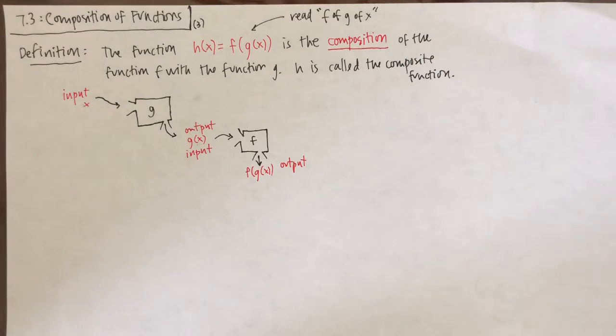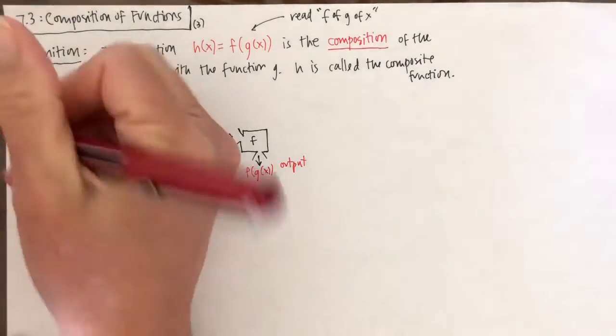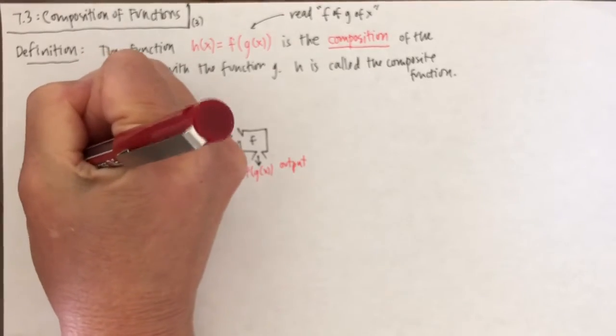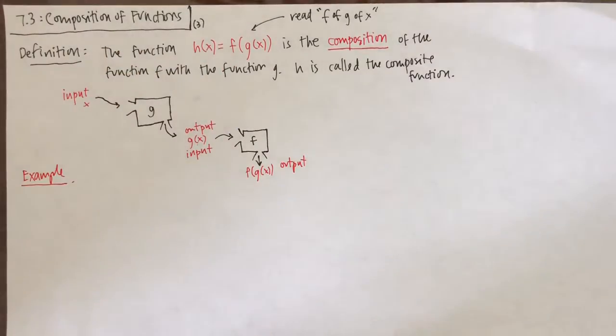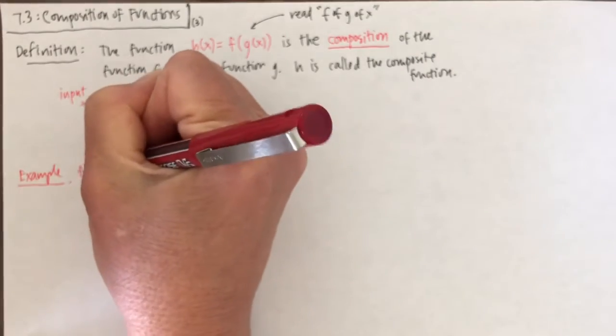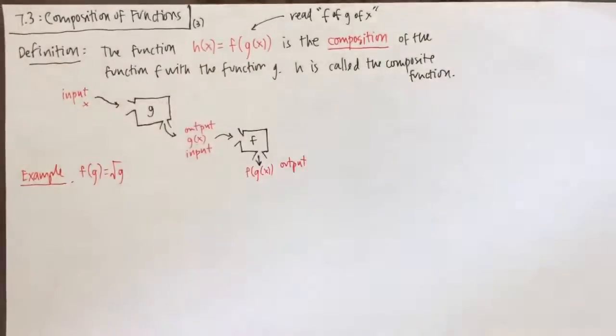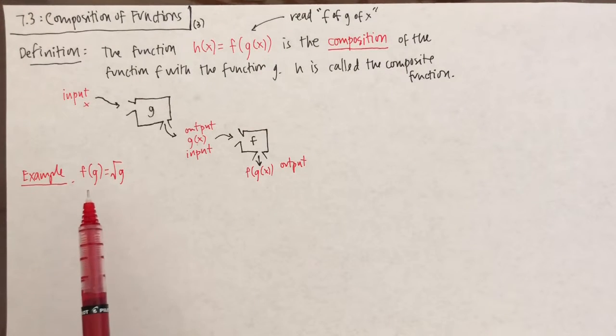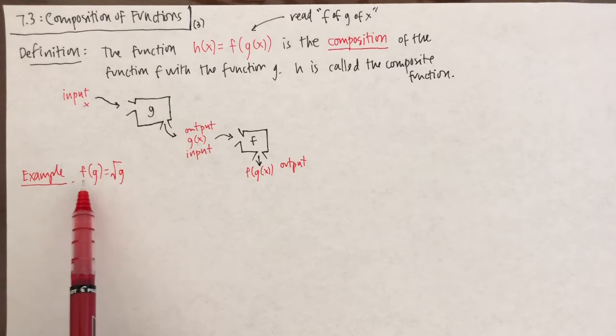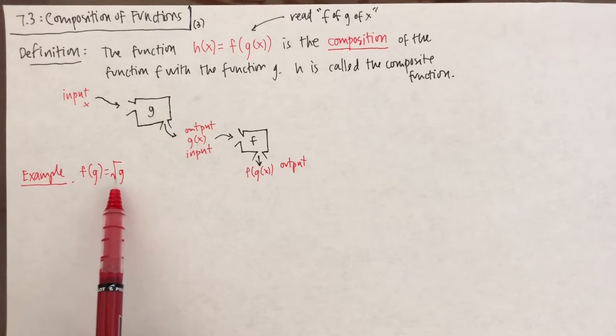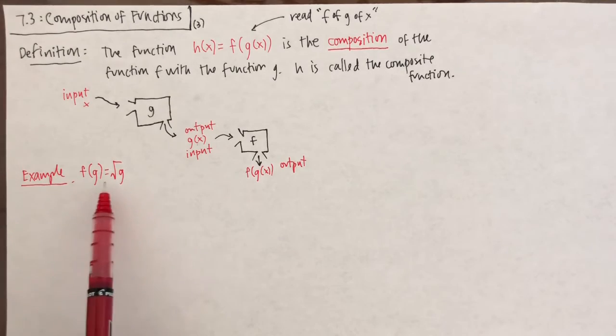Okay, so let's look at some examples. The first example I want to look at is, say that you have f, this function. So this is written a little bit differently. Usually we use f of x, but hopefully you'll see in a minute why I use this notation. But essentially anything inside the parentheses is your input. So the function f says take an input and then take the square root of that input. So for example, f of 9 would be square root of 9, which is 3. f of 16 would be square root of 16, which is 4. Okay, so this is a function that just takes the square root.